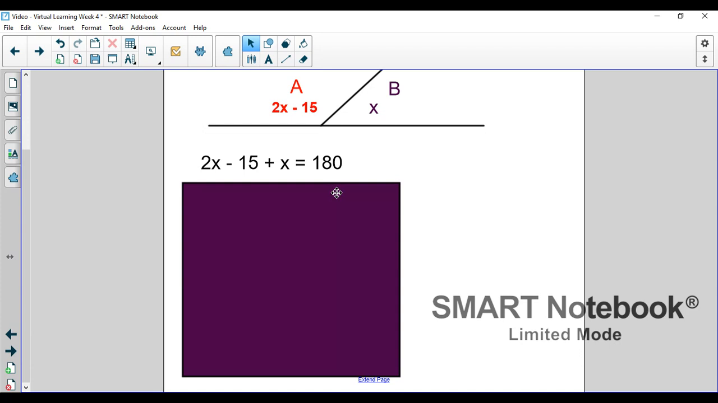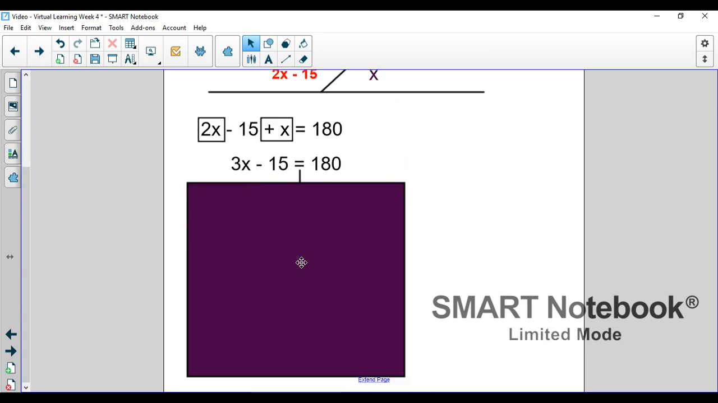I know that these two angles, angle A, 2x minus 15, plus angle B, 1x, add up to a sum of 180-degree straight line. Again, I've got to do a little bit of pre-work here. I've got to combine some like terms. I have 2x plus 1x. So really, I had 3x minus 15 equals a sum of 180 degrees. And that's the problem I had to solve.